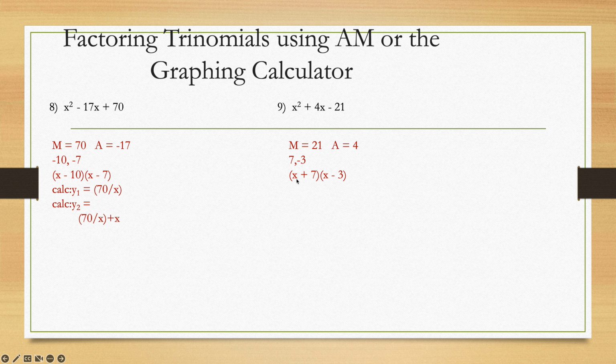Let's just double check. X times x is x squared, x times negative 3 is negative 3x, 7 times x is 7x. Adding up 7x and negative 3x, I get 4x, and 7 times negative 3 is negative 21.